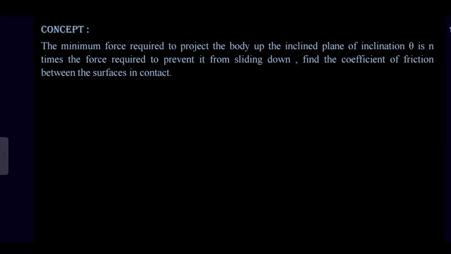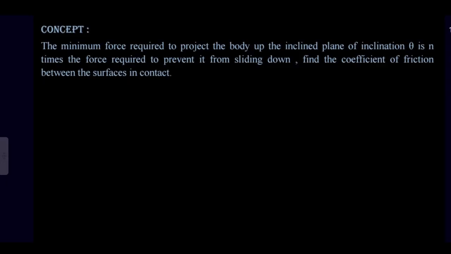The minimum force required to project the body up the inclined plane of inclination theta is n times the force required to prevent it from sliding down. Find the coefficient of friction between the surfaces. Here they are saying the minimum force required to project the body up the inclined plane, we need some force. Let us say that force is F1.